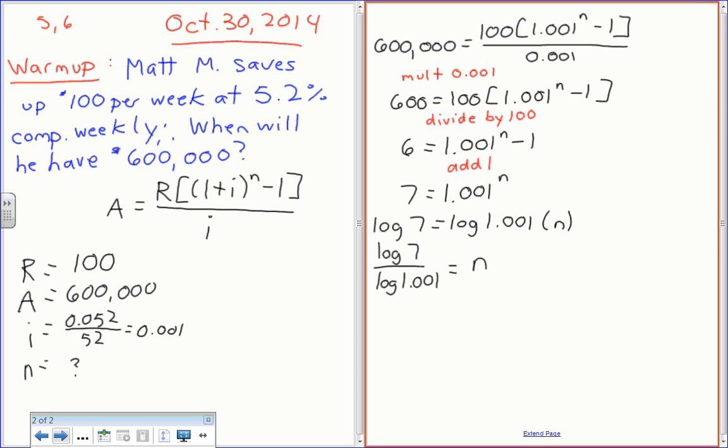Now let's tell Mac the bad news for how long this is going to be. If you skip the last step, you can go right from here to here, that's fine. One step up, I'm okay with that. All right, Albert, you tell Mac the bad news. How many weeks is this going to be until he's at 600,000? 1,946.8. Okay, that's weeks, right?